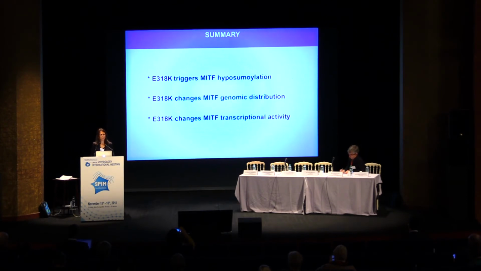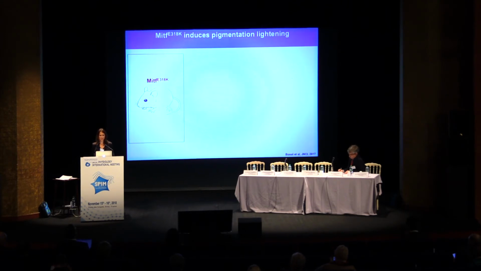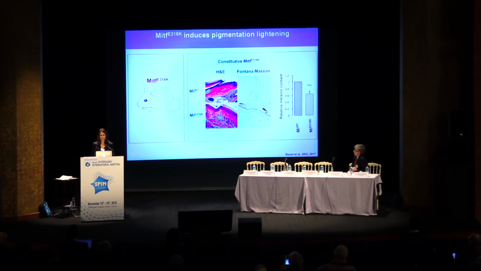So to assess how this mutant MITF is related to the pathogenesis mechanisms, we constructed a new knock-in mouse model harboring the MITF mutation from its own promoter. So these mice do not show growth abnormalities, no nevi or melanoma development within 24 months of age. The only phenotype we observed is a slight lightening of the color of the coat, the hair, and the tail.